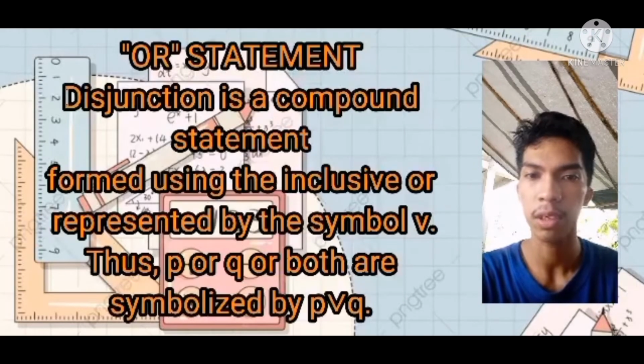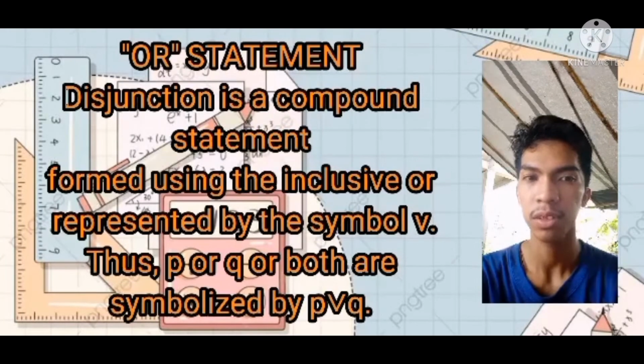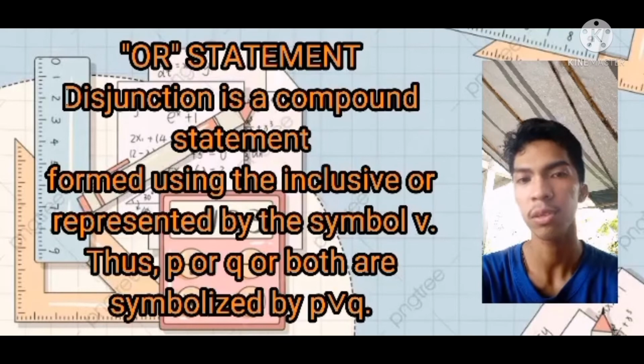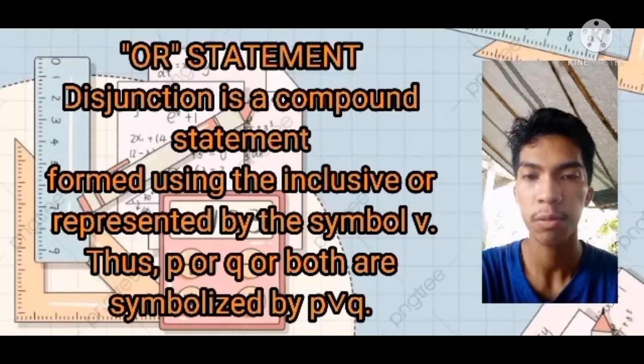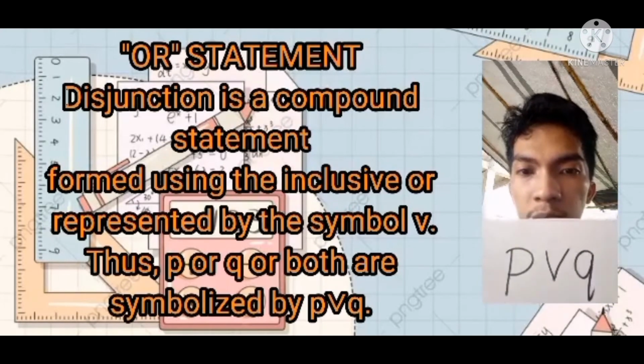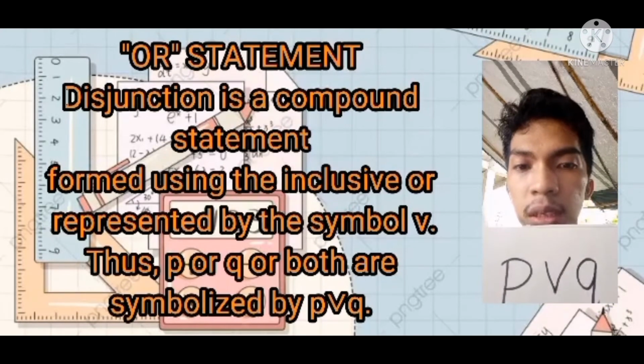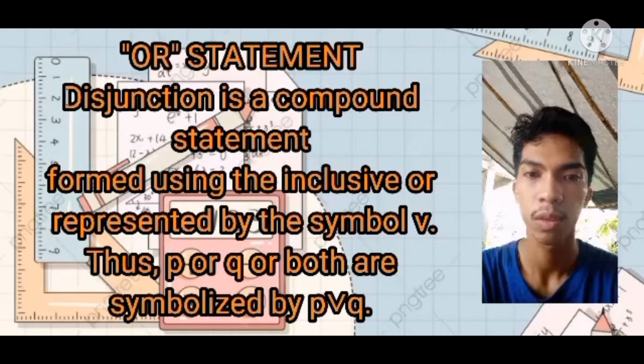The or statement, or the disjunction. A disjunction is a compound statement formed using the word or, the inclusive or, represented by the symbol like this. Thus, P or Q or both is symbolized by this, and we can read it as P or Q. So how do we use this connective in symbolic form?